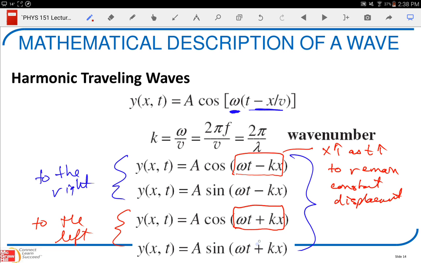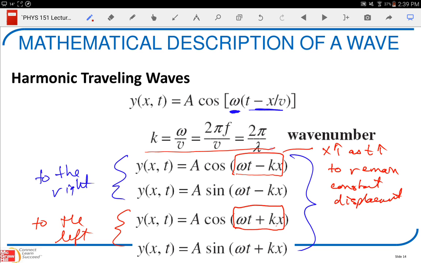The lower one is just the opposite. As time increases, x is going to have to decrease to keep the argument constant, so it's going to the left. So all you need to do when you look at one of these equations to determine if it's going to the left or to the right is, do the two terms have the same sign? If they both have the same sign, it's to the left. If they have opposite signs, doesn't matter which one's positive and which one's negative, if they have opposite signs, it's traveling to the right. Notice cosine and sine. The only difference that makes is what the displacement is at time equals 0.